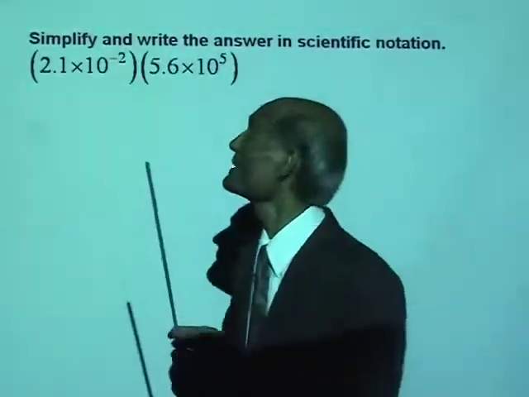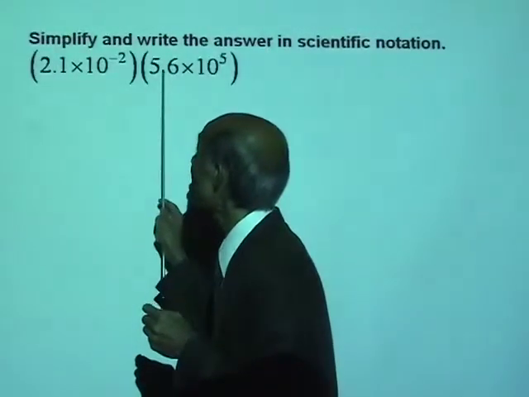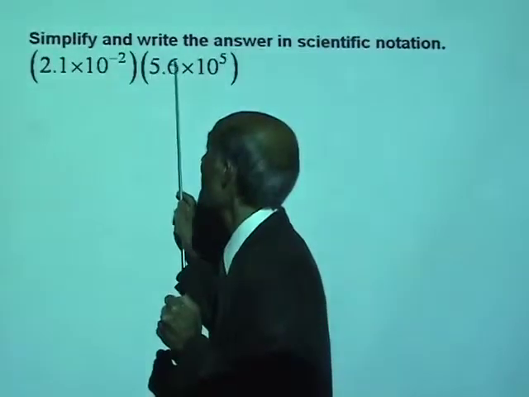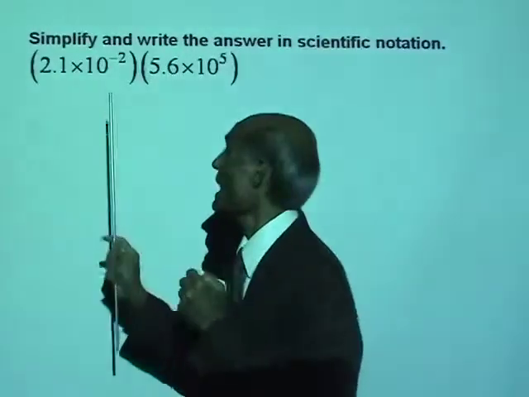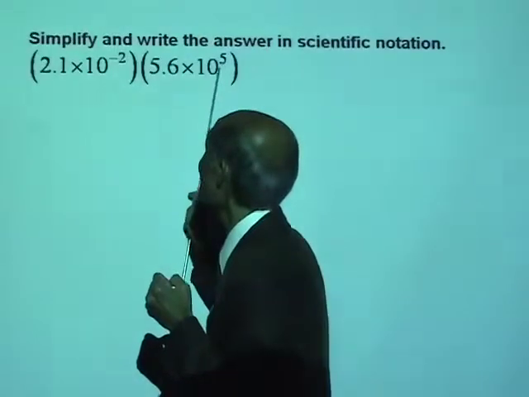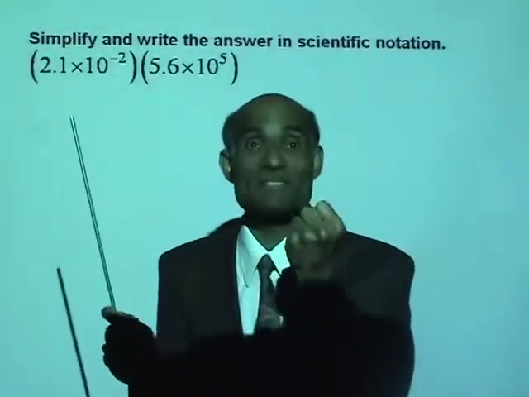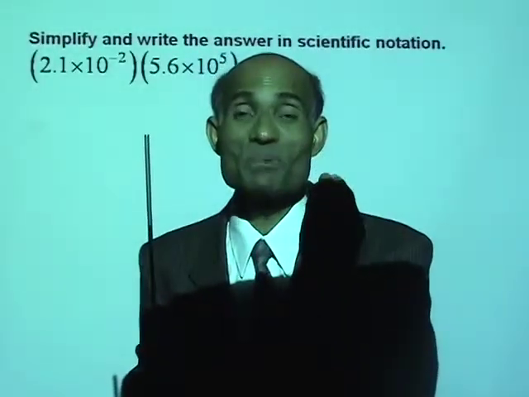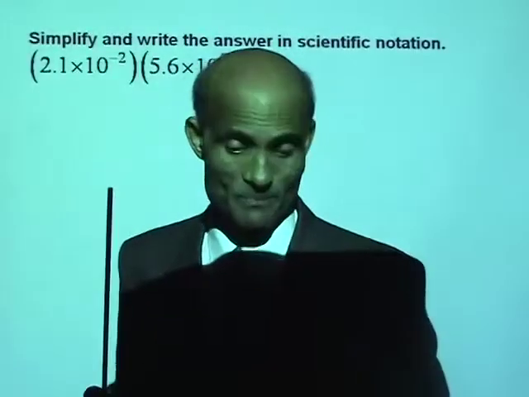Now, what is the thing that we need to do first? First, we write like terms. Look at this. 2.1 can be multiplied by 5.6. They are both like numbers. And then 10 to the negative 2 can be multiplied by 10 to the 5 because they both have the same base. Now, what rule will you use in order to multiply numbers with the same base? You use the product rule.